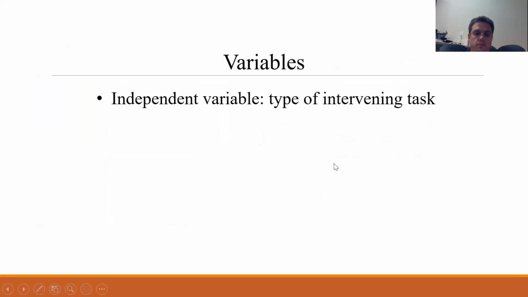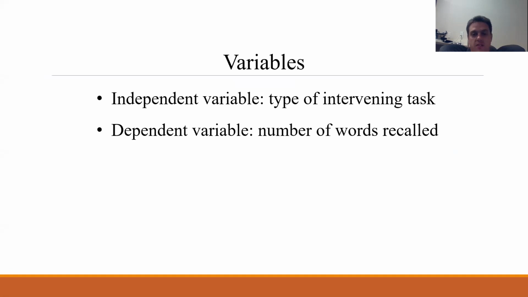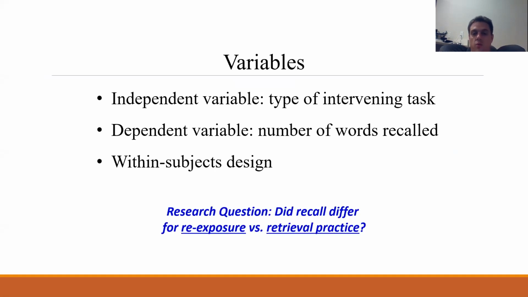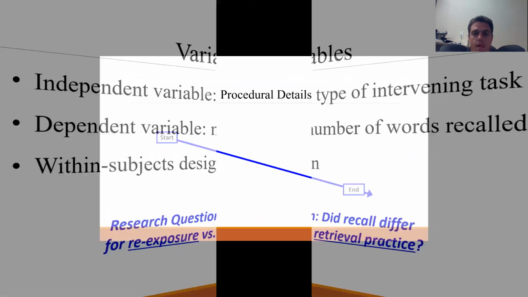Okay, so moving on, like I said, the independent variable is going to be the type of intervening task, either restudy or, in our case, recopying, which we'll get to, versus testing, right? Or practice test, whatever you want to call it. The dependent variable is the number of words recalled. Like I said, this is all going to be within subjects, and the question is, does recall differ for re-exposure or recopying versus retrieval practice?